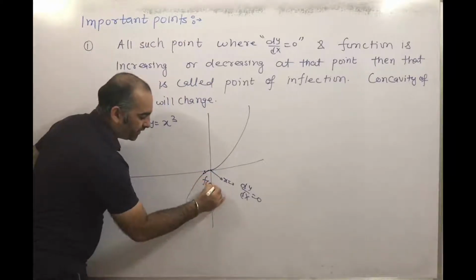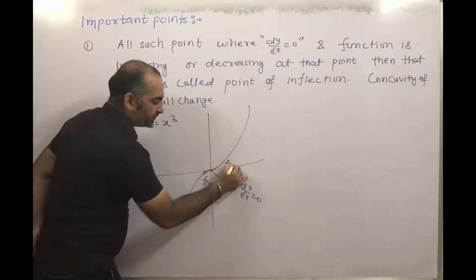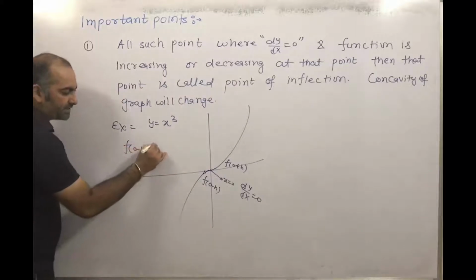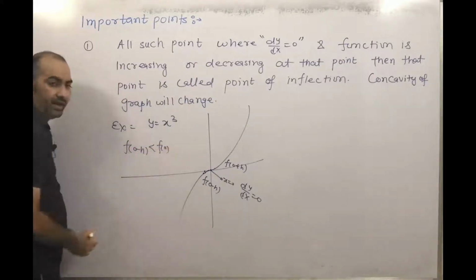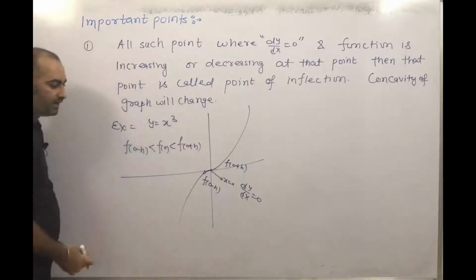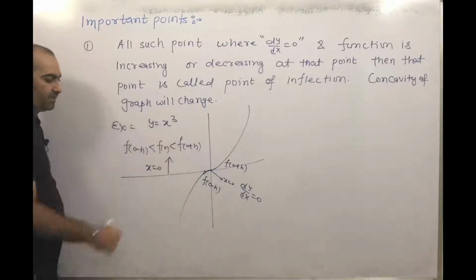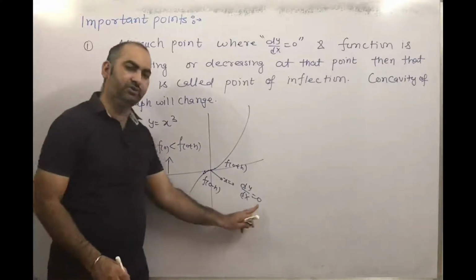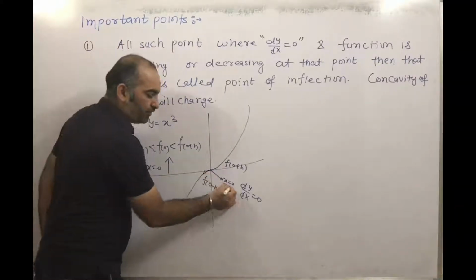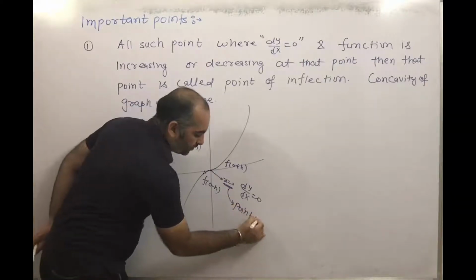F of 0 minus h. And if I take here one point and find the value, f of 0 plus h. So you can say that f of 0 minus h is less than f of 0, and f of 0 is less than f of 0 plus h. So you can see that at x equal to 0, function is increasing. Okay, and dy by dx equal to 0, then we can say that here at x equal to 0 is what? Point of inflection.